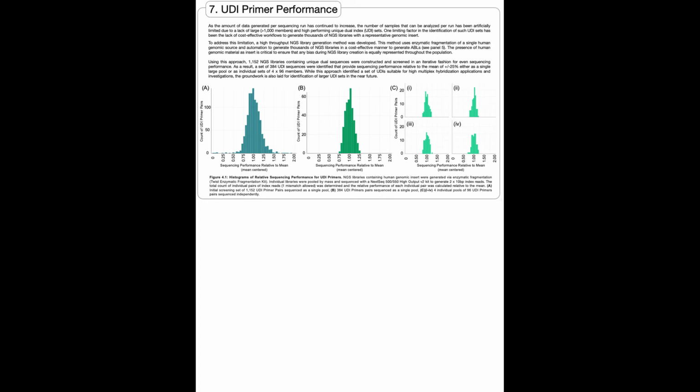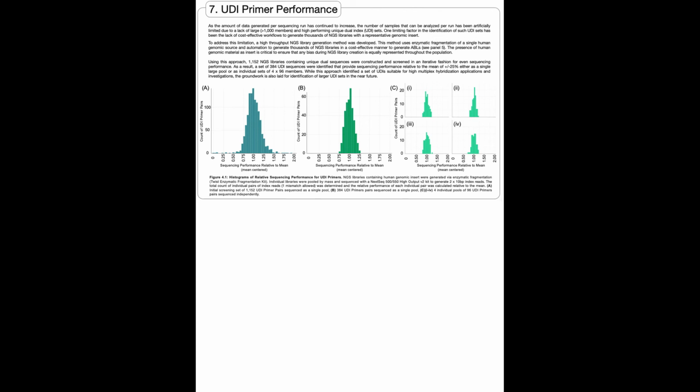As we mentioned previously, the presence of this human genomic material as insert is really critical to ensure that any bias during the NGS library creation is equally represented throughout the entire population. Using this approach, we generated just over 1,000 NGS libraries containing unique dual sequences that were constructed and screened in an iterative fashion for even sequencing performance.